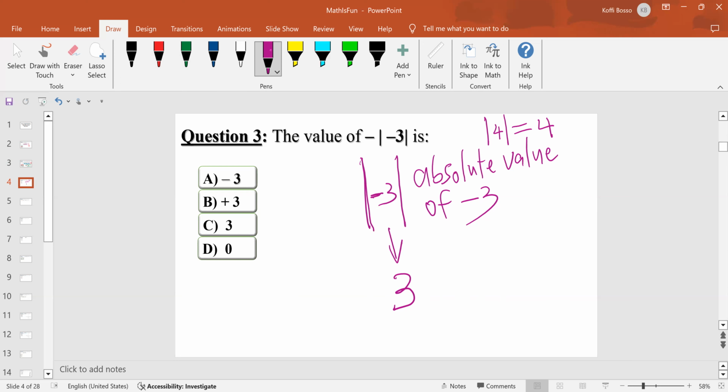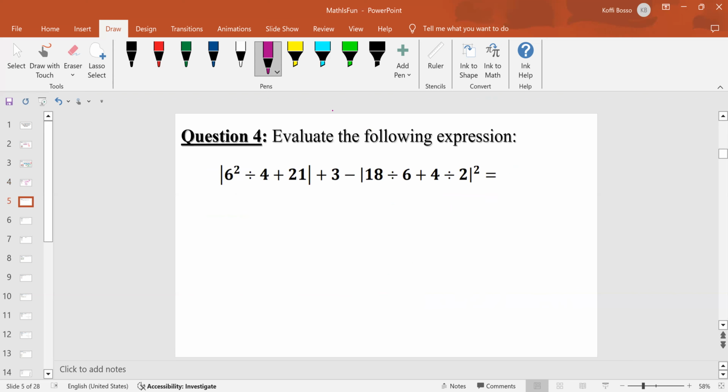Now, remember, before the absolute value, we have a negative sign in front. So we're going to keep that negative sign. So therefore, my answer is negative 3. The correct choice is A. Question number 4. Again, absolute value. But here, in this question, we're going to use PEMDAS.